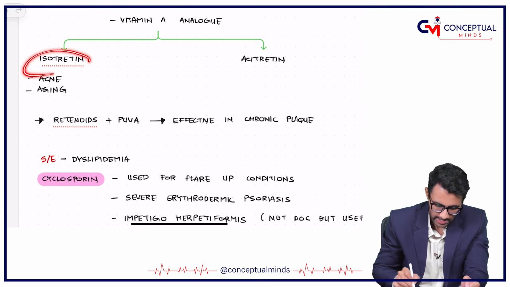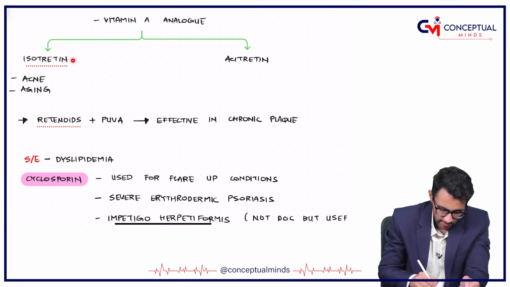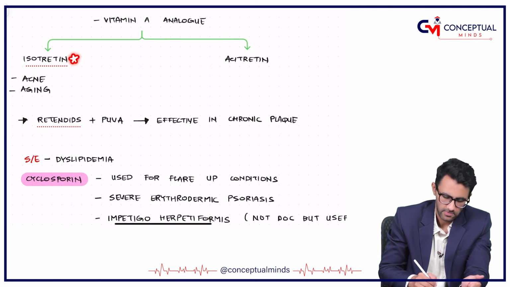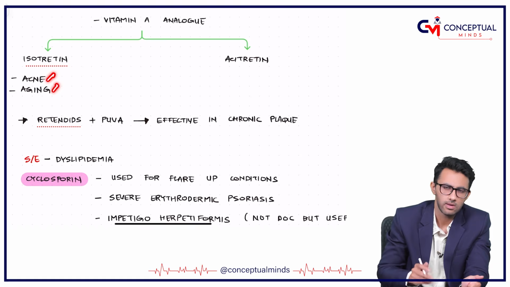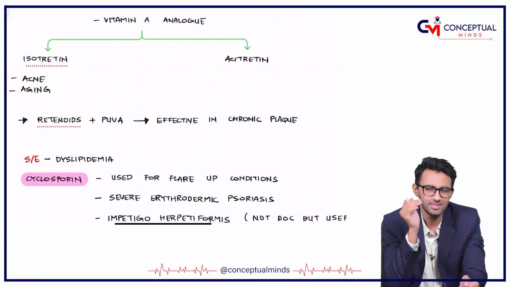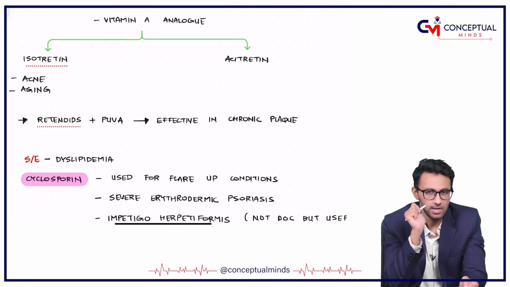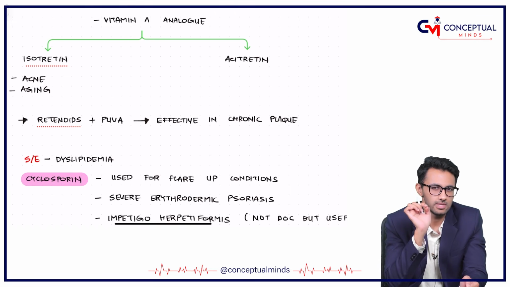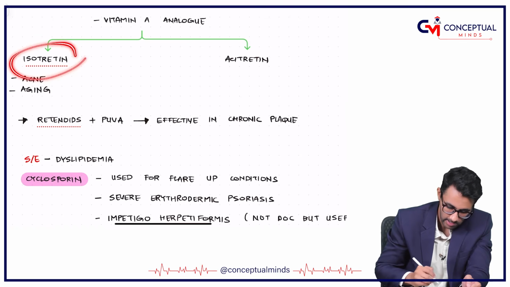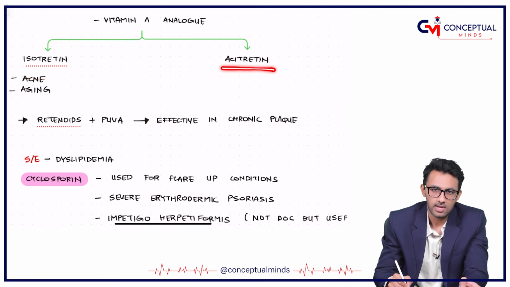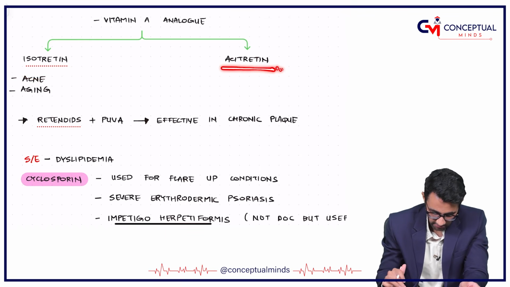Vitamin A analogs could be of two types, isotretinoin and acitretin. Isotretinoin is a wonderful drug for acne and aging, especially for aging. The ones who are aging have wrinkles and forehead marks, the crow's feet. But if we use isotretinoin very smartly, definitely we can have very good results. Magic drug, isotretinoin. And acitretin, we just said we would use in pustular psoriasis. That is the indication for it.